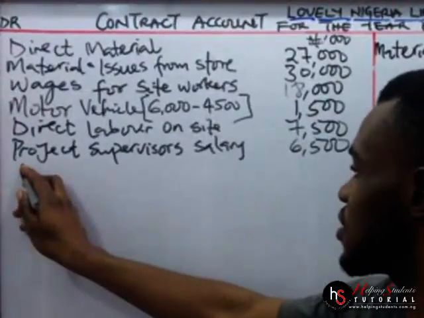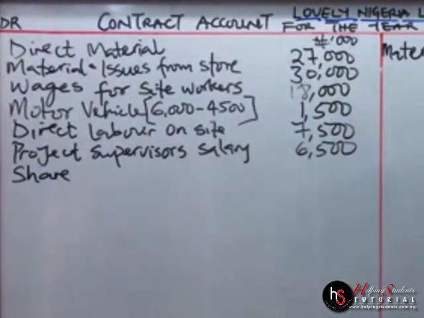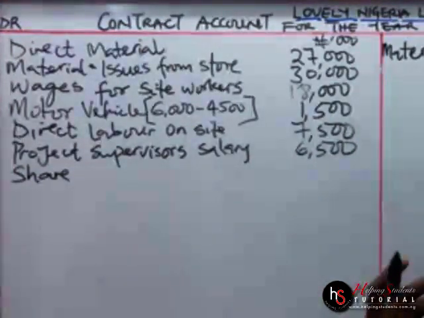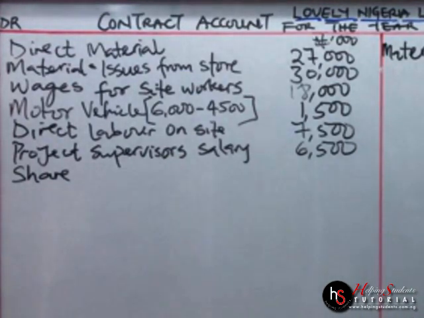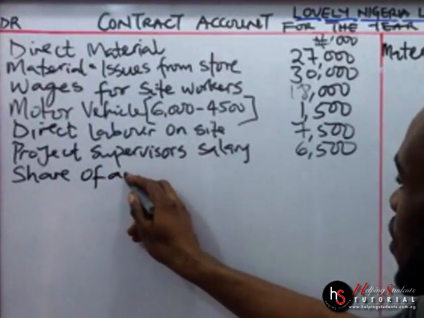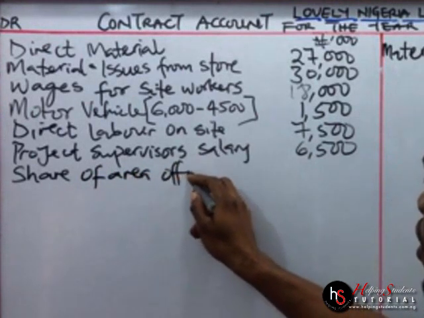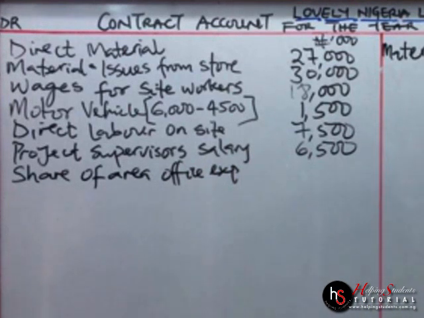So, share of area office expenses. All these values will be coming to the debit side. So go through the format one more time and you see the values that go to the credit side. All right. So a better understanding on this will guide you and will help you. You will see that contract costing is not difficult. You just understand the concepts and know the items that will go to the debit side and the items that will go to the credit side. So share of area office expenses. From the question, it is 2,555,000.